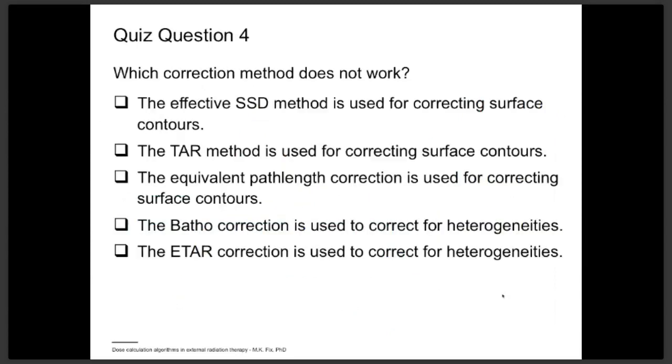So I'm already at quiz question number 4. Which correction method does not work? The effective SSD method is used for correcting surface contours. The tissue air ratio method is used for correcting surface contours. The equivalent path length correction is used for correcting surface contours. The batho correction is used to correct for heterogeneities. And the equivalent tissue air ratio correction is used to correct for heterogeneities.